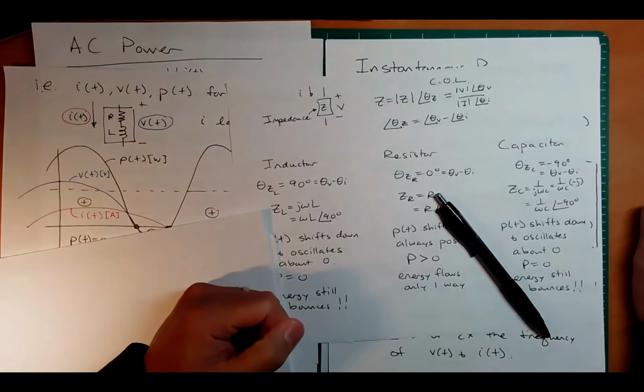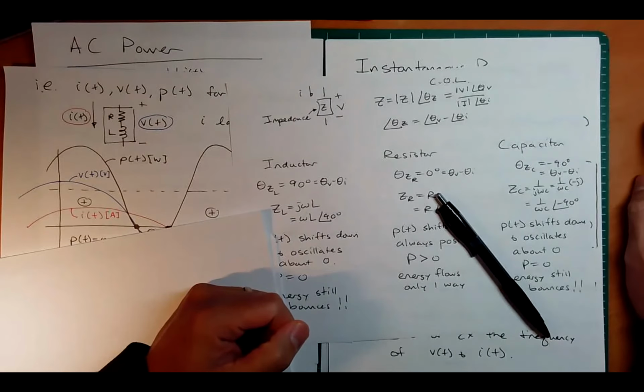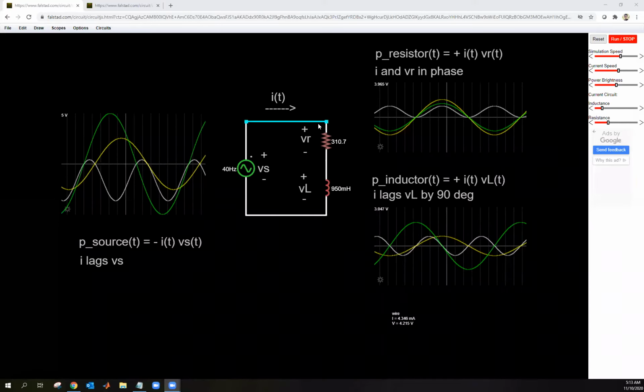So I'm going to go switch over here, and I'm going to go to this guy. All right, so what we have here is just our resistor and inductor situation. Notice I have the polarities labeled. I have an AC source, plus or minus Vs, plus or minus Vr, plus or minus VL, and I going from left to right. And notice the instantaneous power equations for those three elements are positive I V_R, positive I V_L, but look at this one. I have a negative I V_S because current is defined as leaving the positive terminal.